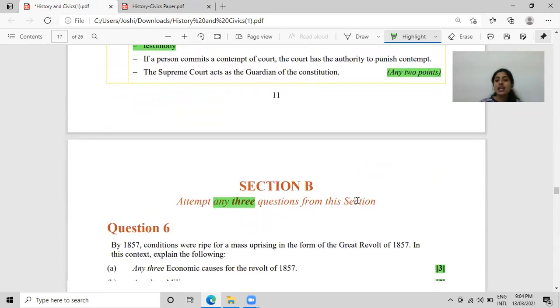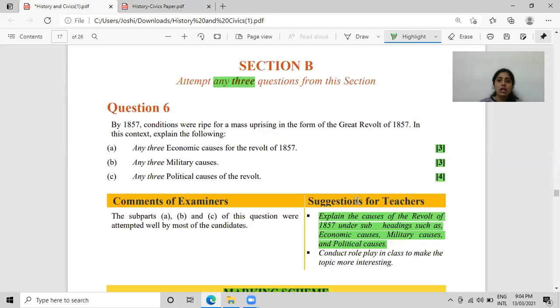Same way, the section B of part 2. Now this section B is for the history part, okay? So history part में से 5 questions पूछे जाएंगे, 5 set of questions. Out of this 5 set of questions, we have to attempt any 3. So we have choice of not attempting any 2 questions.